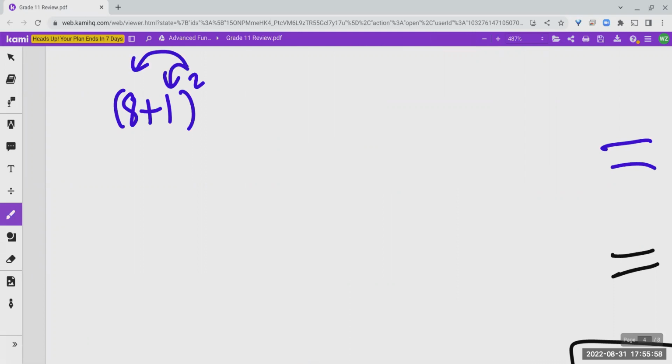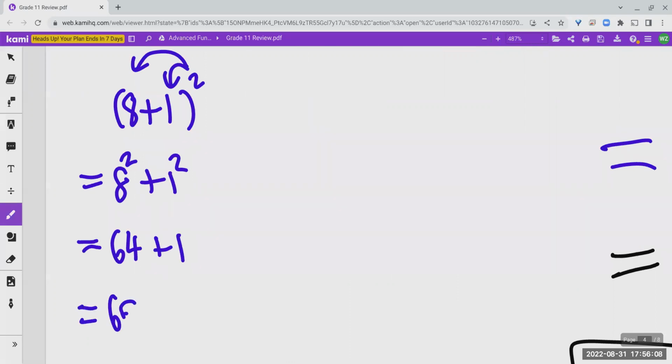Let's distribute the square in and see what happens. So you would have 8 squared, right, plus 1 squared. Okay, 8 squared is 64. 1 squared is 1. So you have 64 plus 1. It is 65. Is that right?